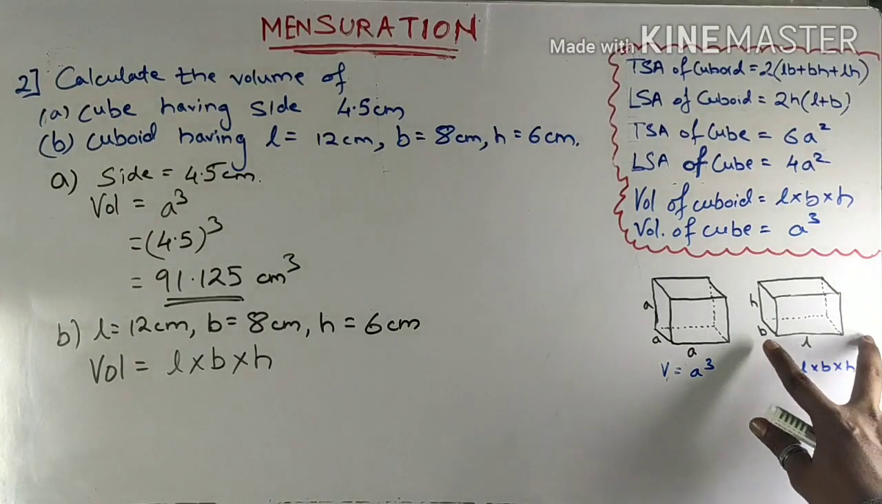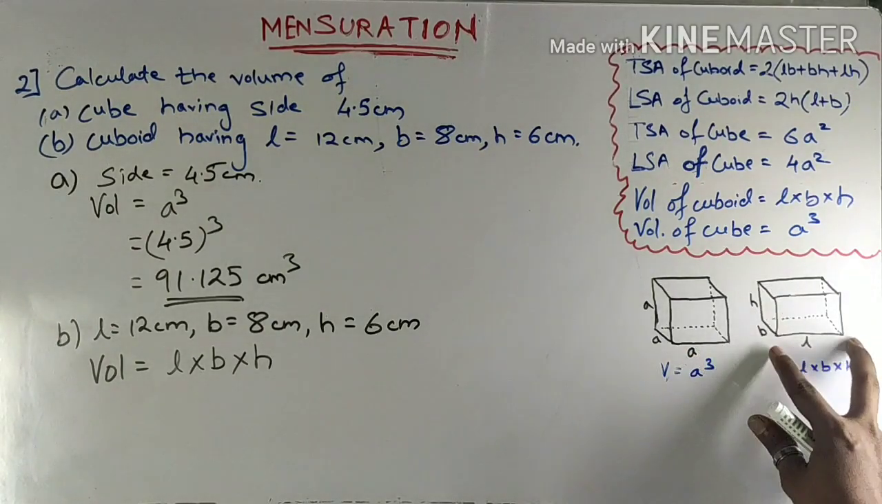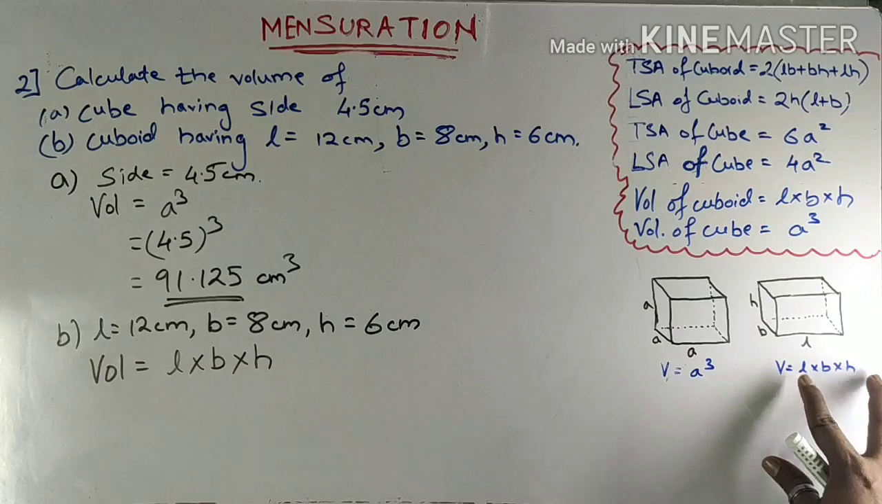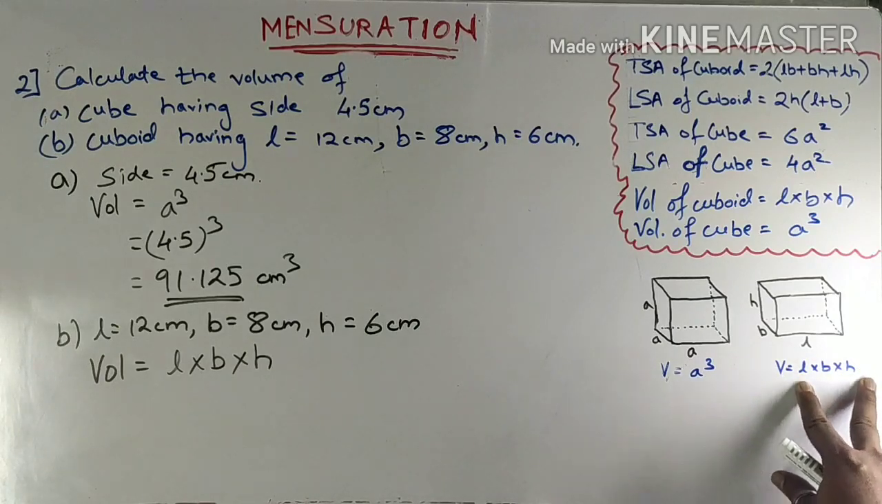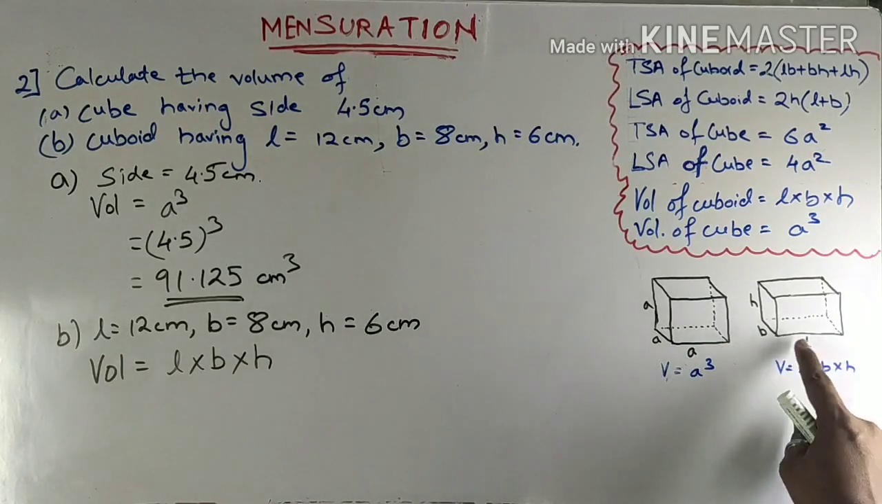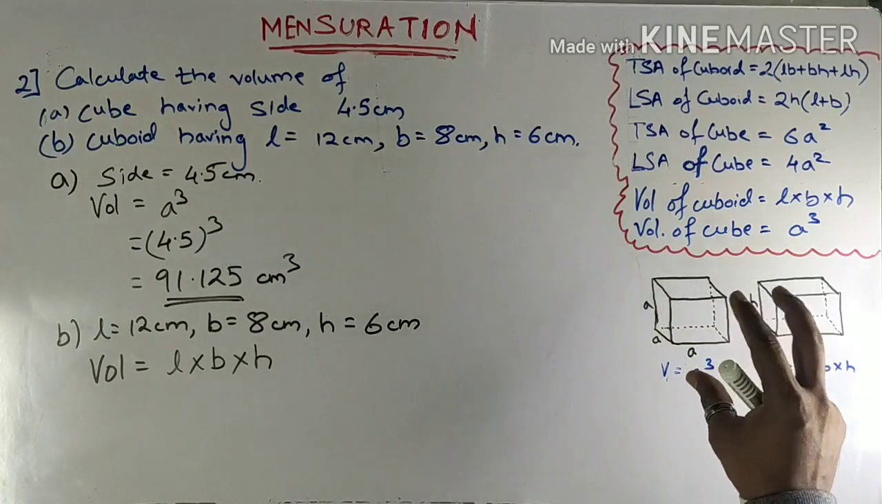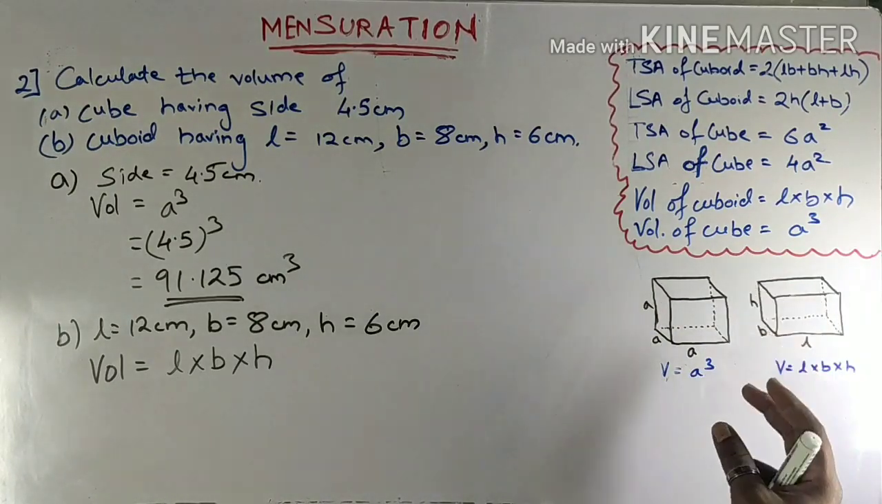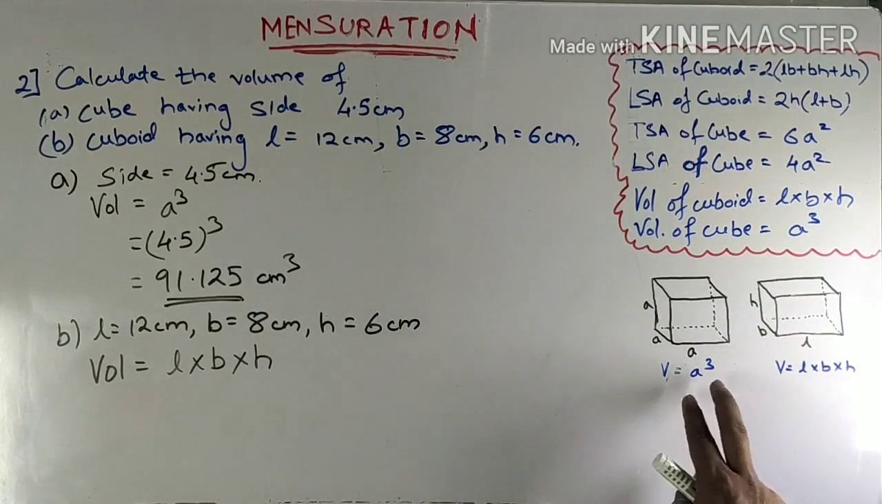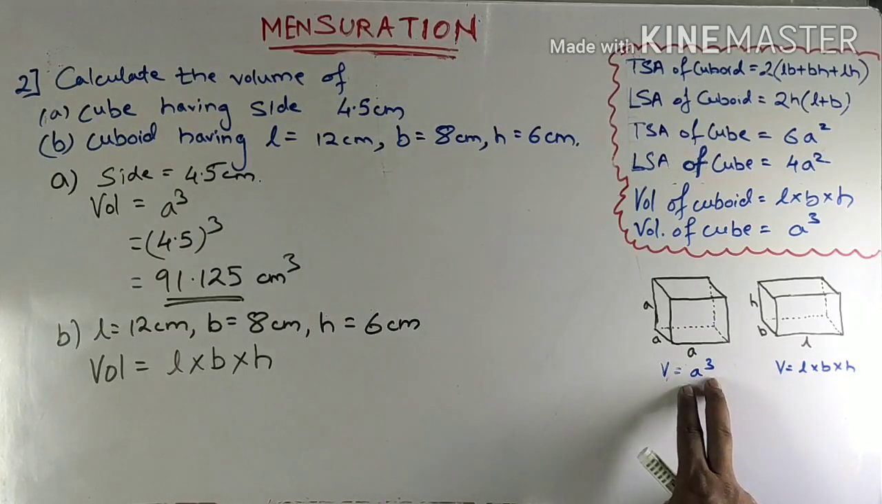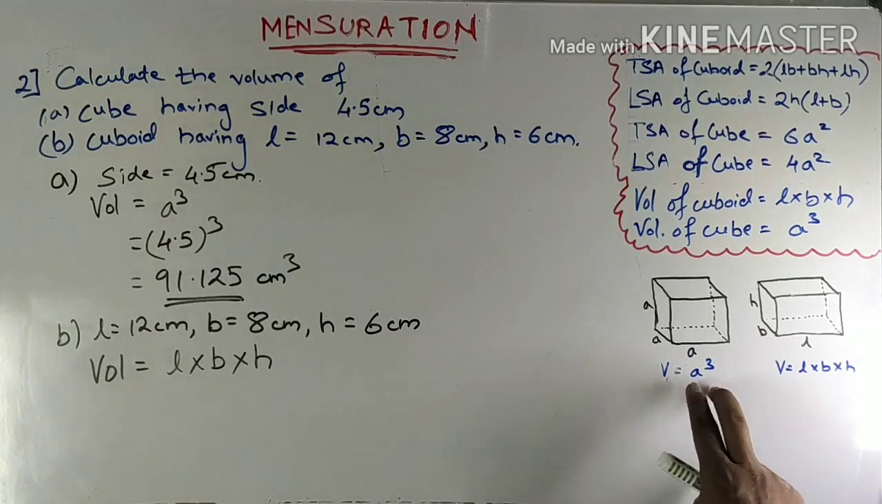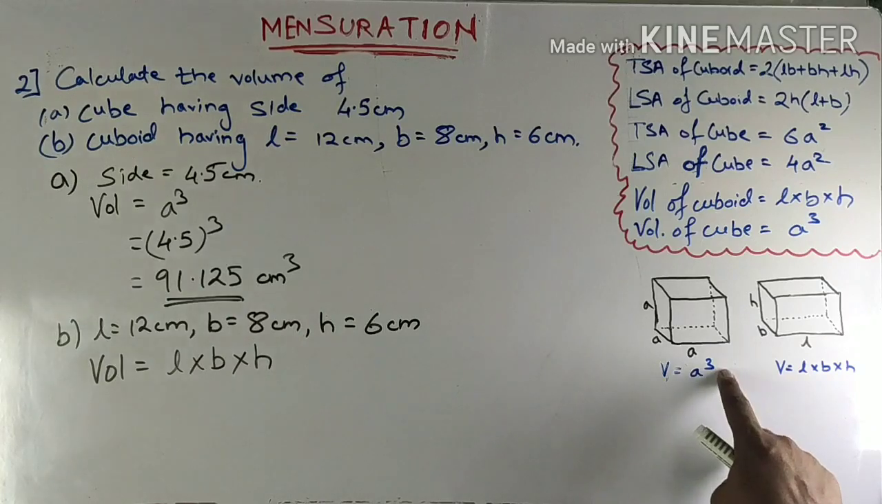So for a cuboid, all three dimensions are different, hence you have the formula L into B into H, whereas a cube has all these dimensions equal and hence it's specifically known as a cube for that reason. And hence when you have the same quantity multiplied 3 times, you will have a cube.